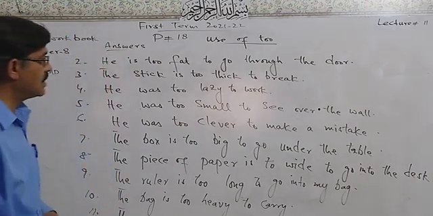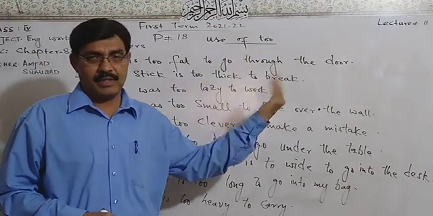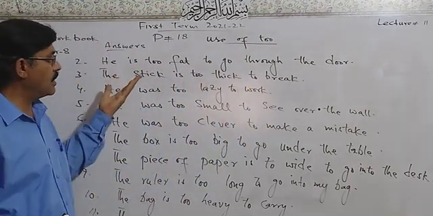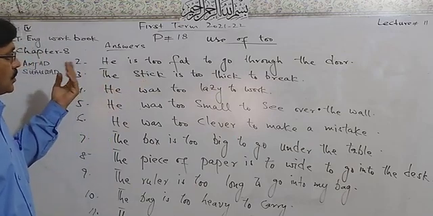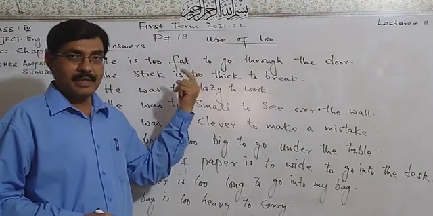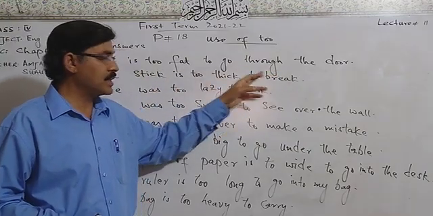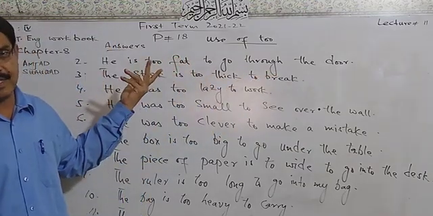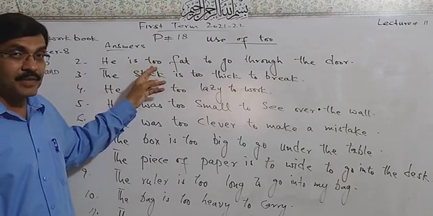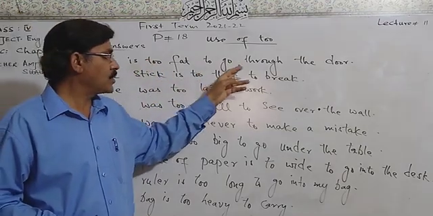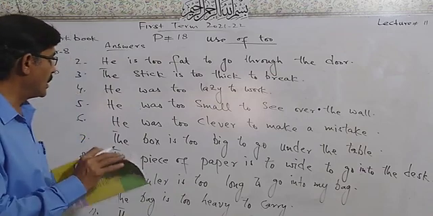Okay, dear students, this is the use of "too" always in a negative way. He is too fat to go through the door. It is not that he is a little fat. He is too fat. He is very fat. Okay? To go through the door.